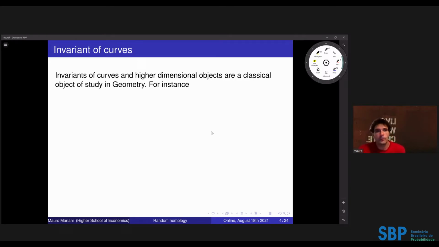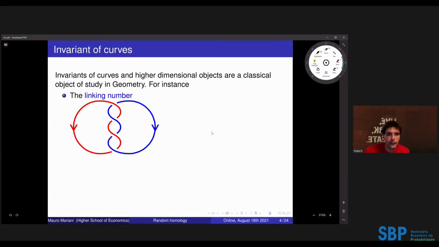So what is the idea? I will discuss the simplest invariant possible. If you have some curves, say on a manifold, there are some classical invariants that are, of course, objects of study of geometry since forever. For instance, a nice example is the linking number. You have two curves, like in this case, and how many times they overlap each other. In this picture, the linking number is 2.